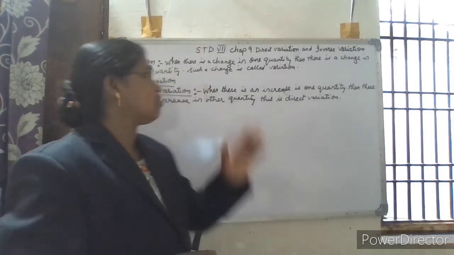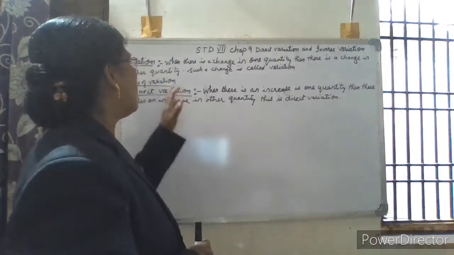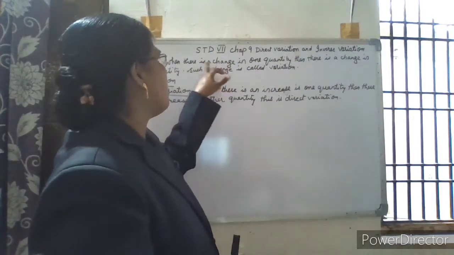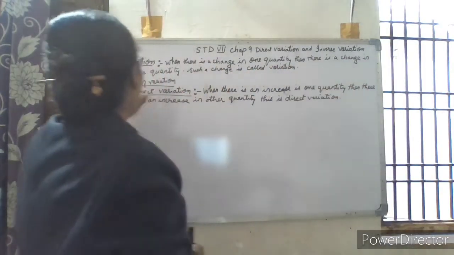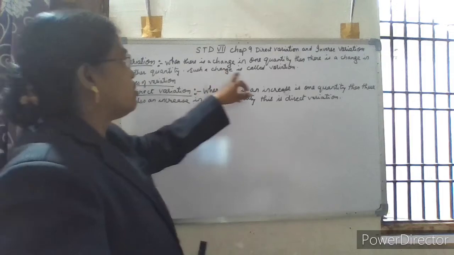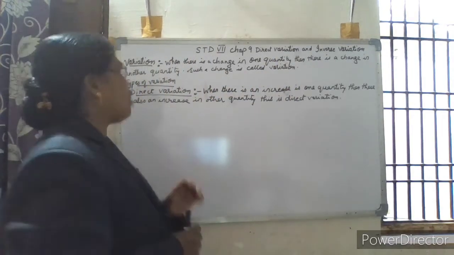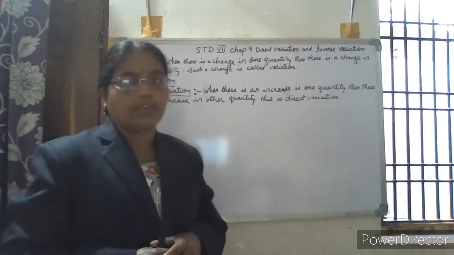Such changes are called variations. So when there is a change in one quantity, then there is a change in another quantity. Such a change is called variation. In variation, there are two types of variation. One is direct variation, the other one is inverse variation.